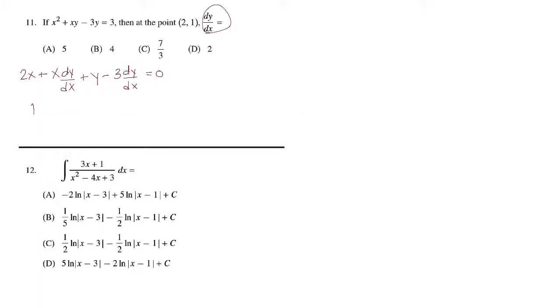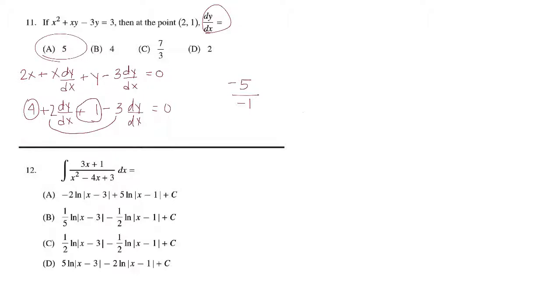We are solving for dy/dx. So we're going to have 4 plus dy/dx, and then 2 dy/dx, sorry, plus 1 minus 3 dy/dx, and that's all equal to 0. And if we're solving for dy/dx, notice we're going to move 1 and 4 over to the other side, so that's going to give us -5 over, and if we combine these two, I have a -1, so that's what I'm dividing by, so my answer choice should be A.